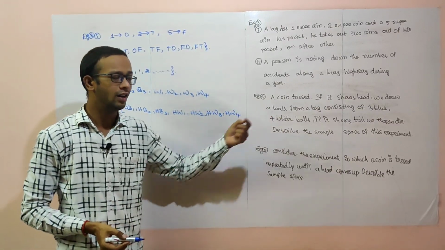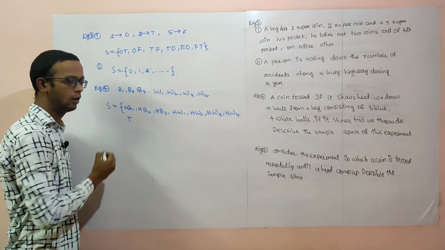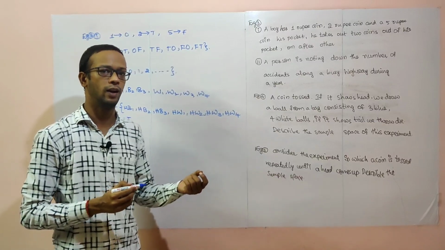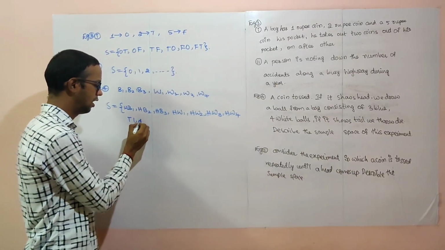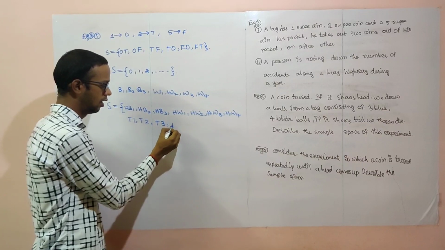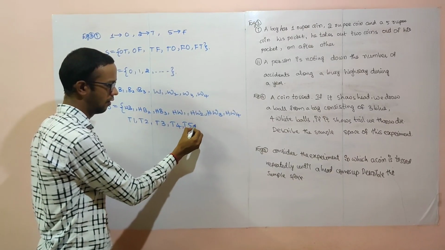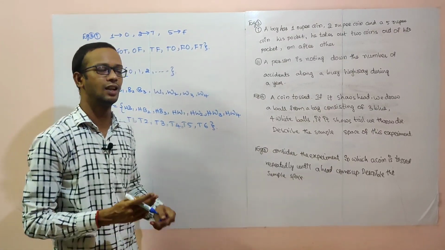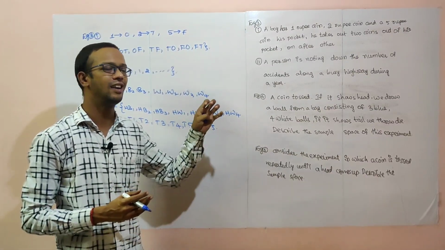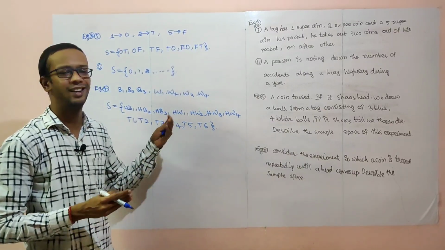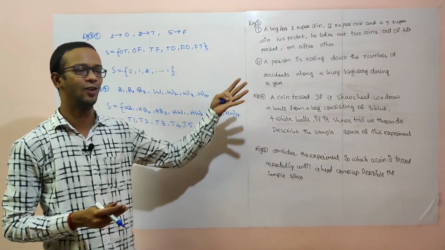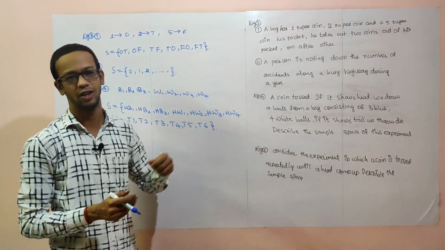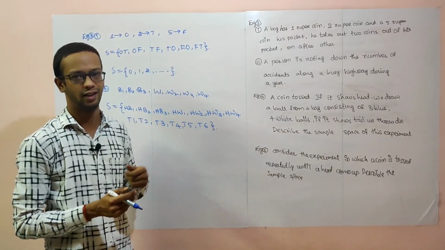Next, if you get a tail, you have to throw the die. If you throw the die, you will get 6 outcomes: T1, T2, T3, T4, T5 and T6. So this is the required sample space. This problem is very easy, but read the question carefully, then you can write the answer very simply. You can observe the question is very big but the answer is in 2 lines. So read the question carefully first, then answer it.